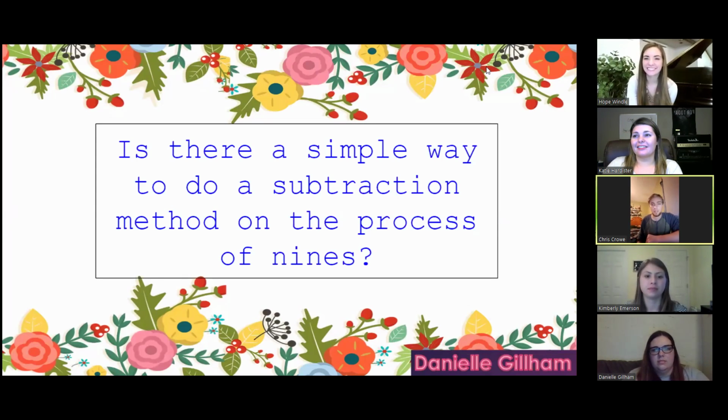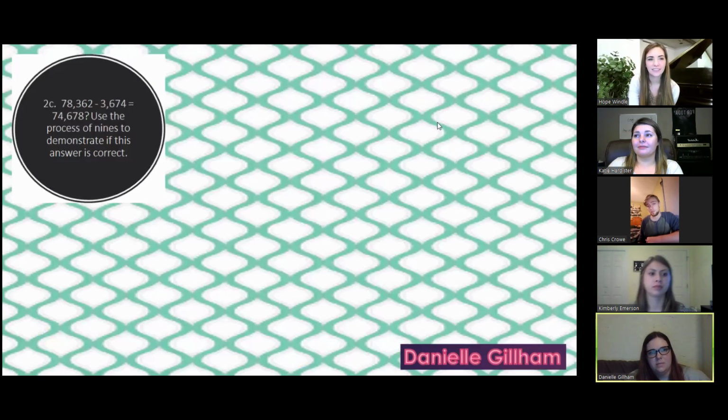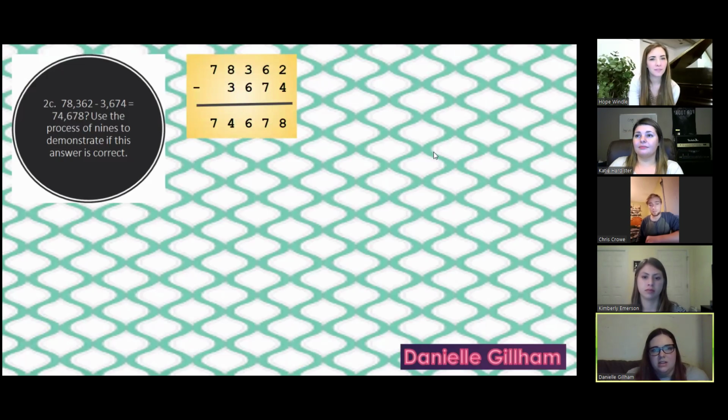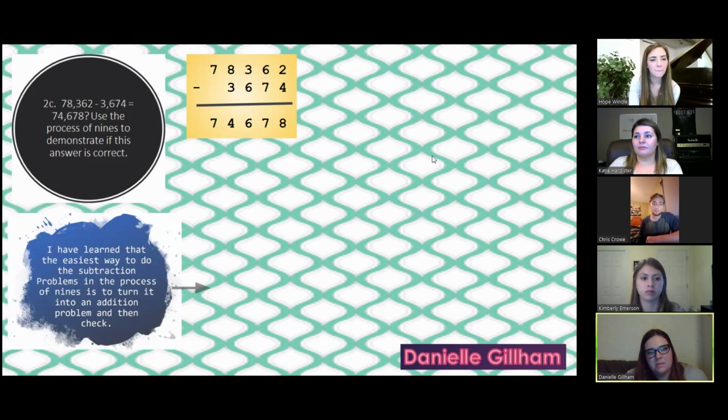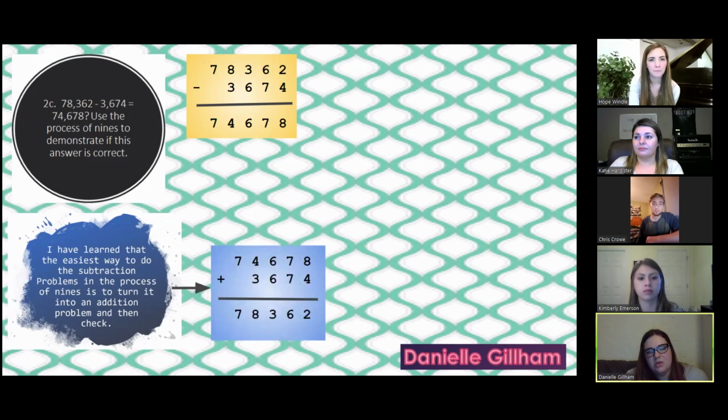So, Danielle, can you tell us, is there a simple way to do a subtraction method on the process of 9s? Yes, there is. I found out there was a simple way by just adding instead of subtracting. Just reverse it. And so instead of doing the 78,000 minus, I made it into an addition problem.